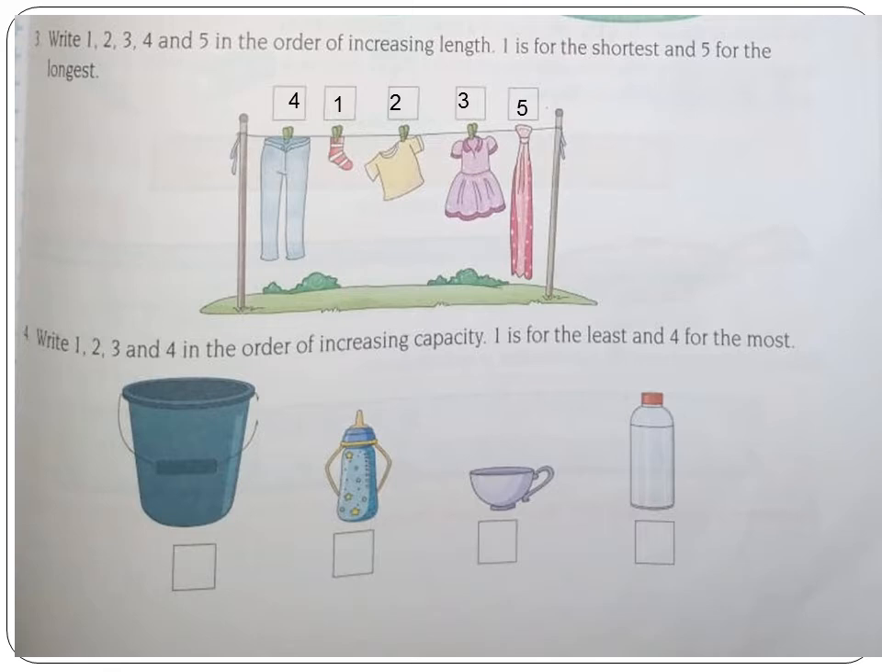Fourth one, write 1, 2, 3 and 4 in the order of increasing capacity. 1 is the least and 4 for the most. So here this cup holds less water, so I have marked 1. Next, feeding bottle holds more compared to cup, so I have marked 3 for the bottle. Then at last it is 4 for bucket. So cup holds the least and bucket holds the most.